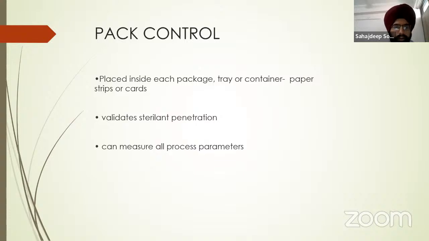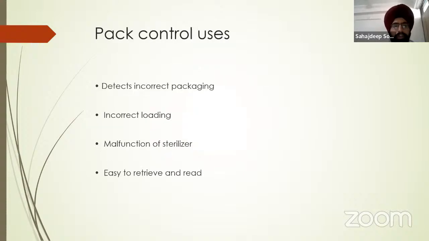Then comes the pack control. They are placed inside each pack, tray or container. They validate the sterilant penetration, and they measure all the process parameters like proper exposure to the temperature, time, and duration of the cycle. Pack controls detect incorrect packing, such as instruments packed too tightly for sterilant to penetrate, and incorrect loading inside the autoclave. Malfunction of the sterilizer can also be indicated by pack control. They are easy to retrieve and read.